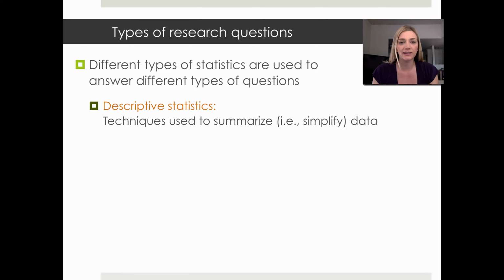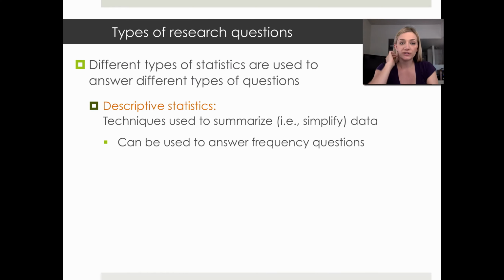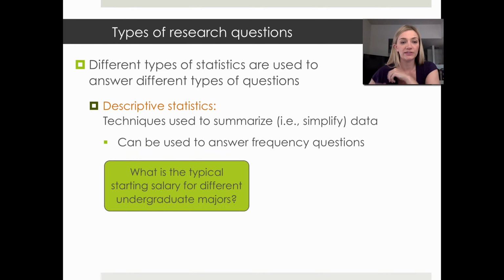And so in that sense, it's simplifying the data set by making it more condensed. Now, descriptive statistics are used for all three types of research questions, but for frequency questions, all that is required are descriptive statistics. That's all you need to answer a frequency question. So here's an example frequency question.